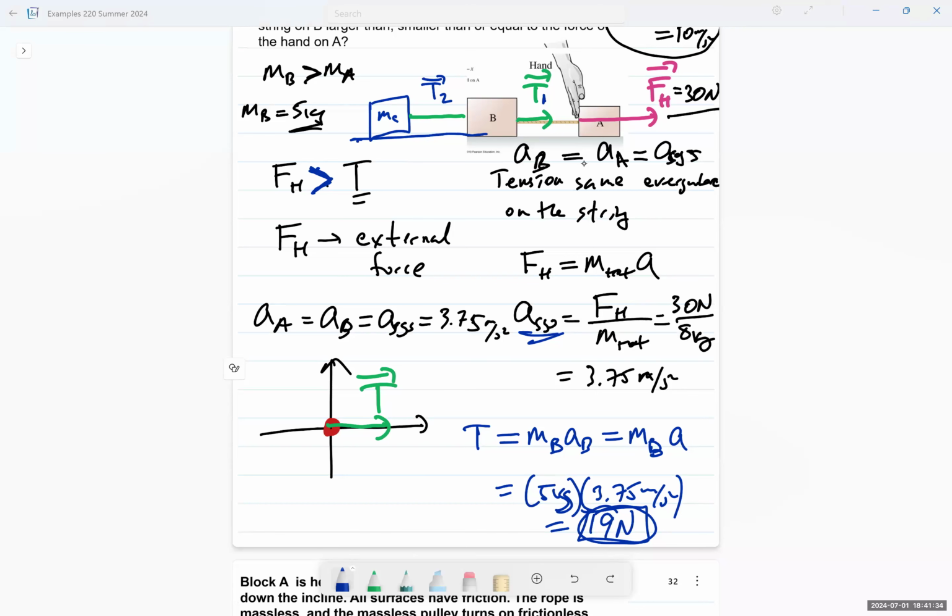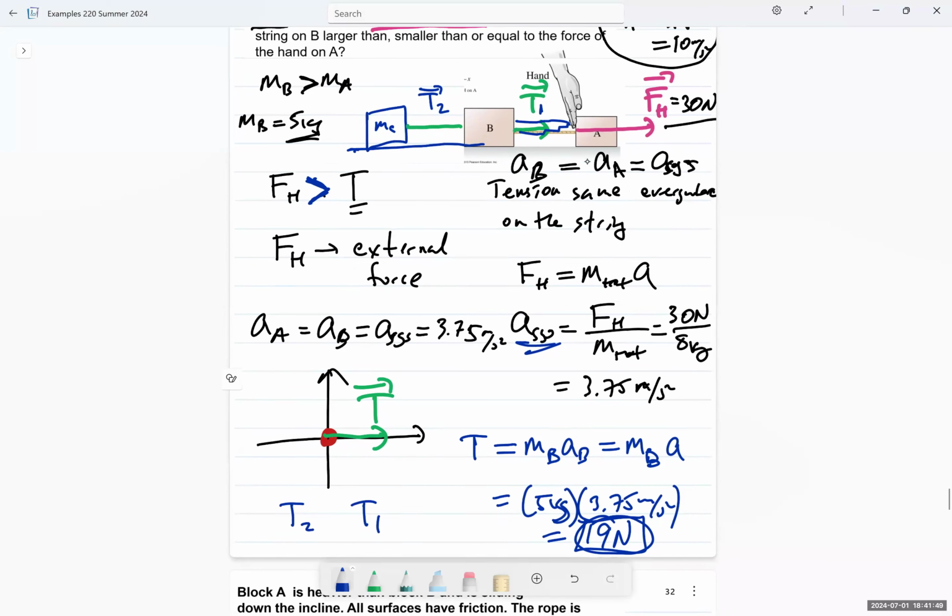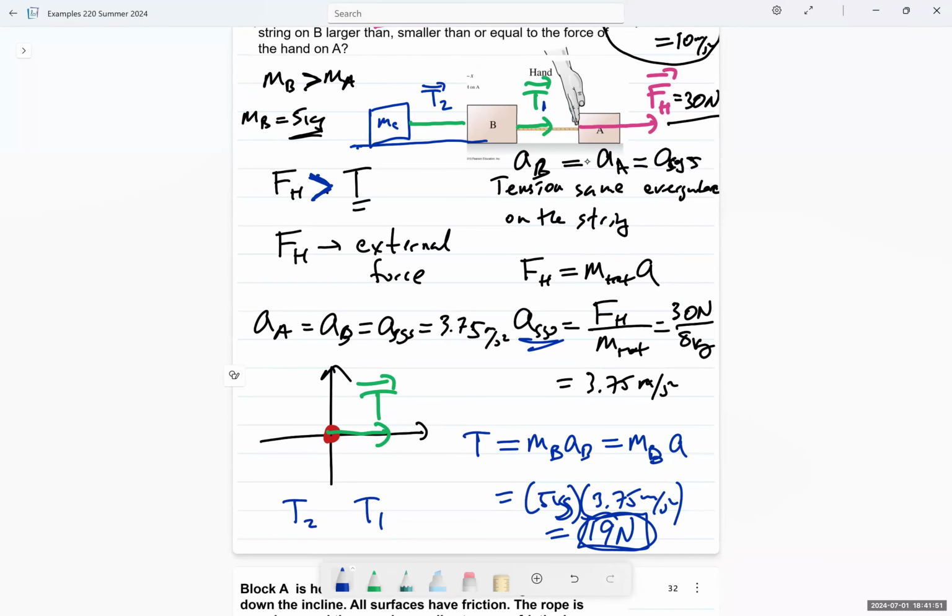Okay, so I have one student saying same, then someone else says different. But how different? Remember, my question is, how are those two connected? How will they be connected? So let's not compare it. So you have T1 and T2, right? In this case, here's string 1. There's a tension 1, and here's string 2. There's a tension 2. So what can you say about that?